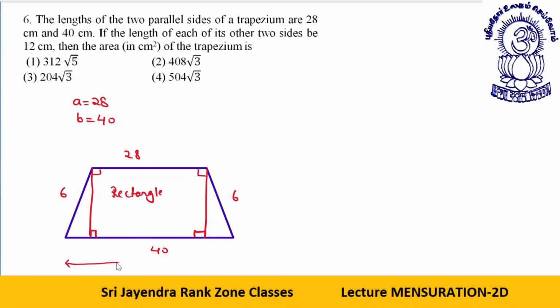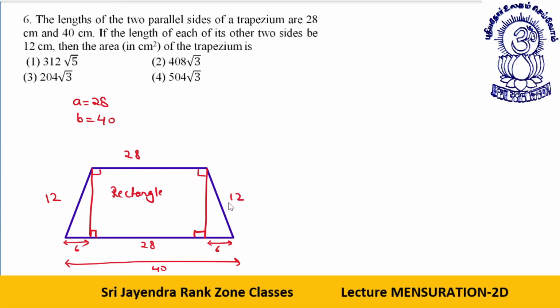So this entire thing is 40. This becomes 28. This becomes how much? 6. This becomes 6. Then the area of the trapezium is. Now my dear students, what happened? If the length of each of the other two sides be 12 centimeter, this is 12, this is 12.